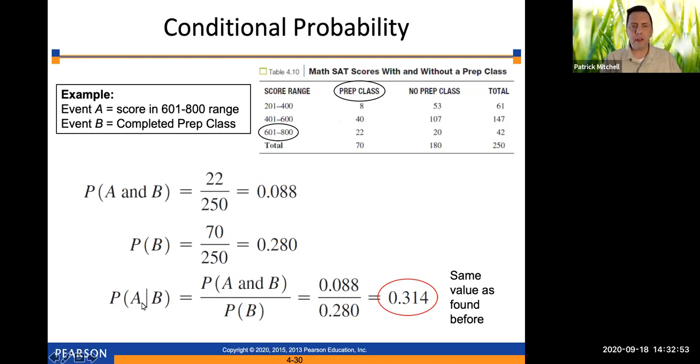So if we use our formula, the probability of A given B is equal to the probability of A and B divided by the probability of B. We get 0.088 over 0.280, which comes out to 0.314, which is the same answer that we got when we did it the other way.